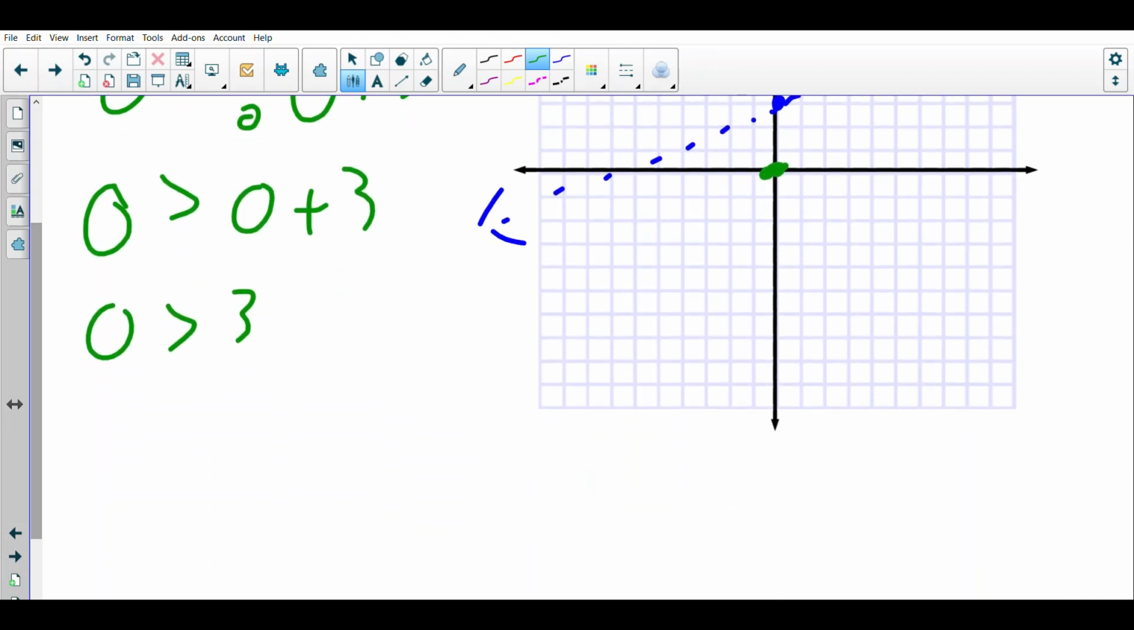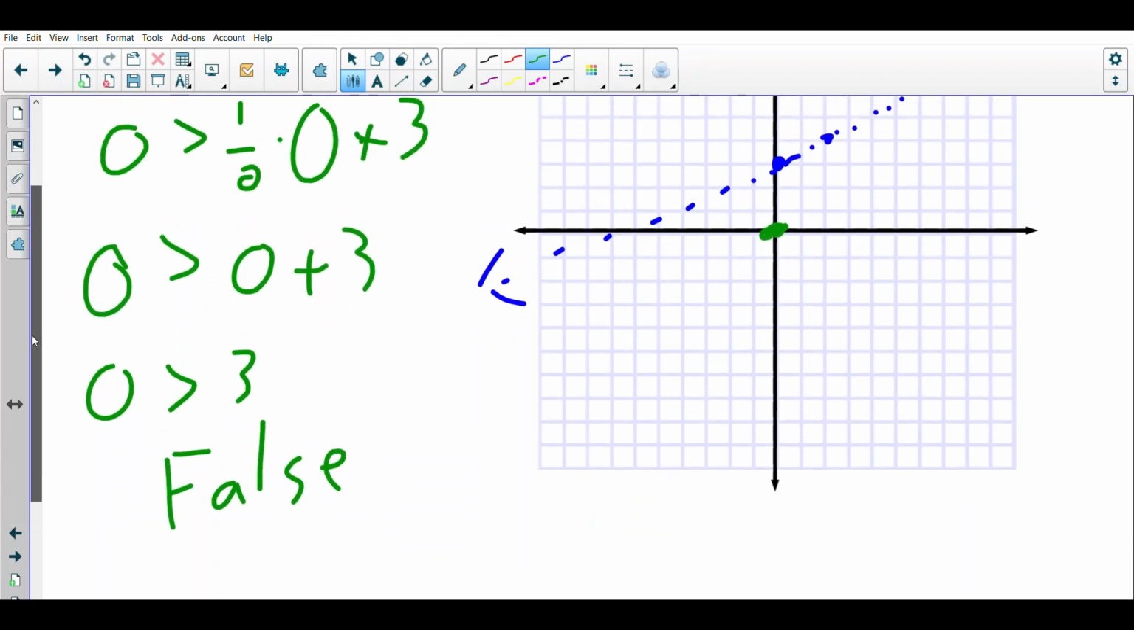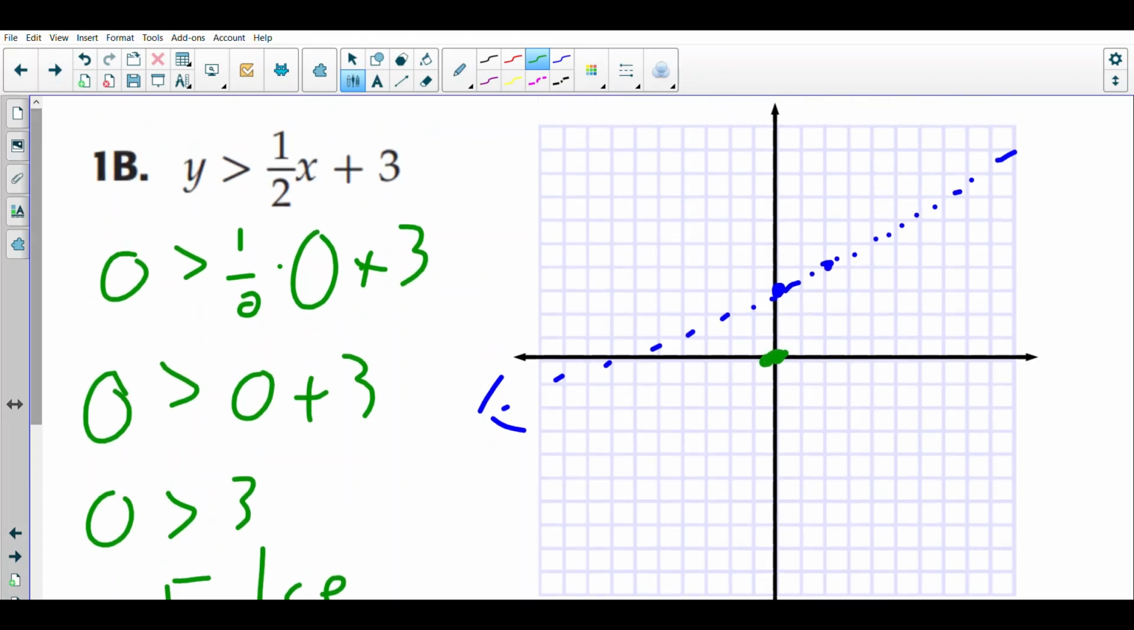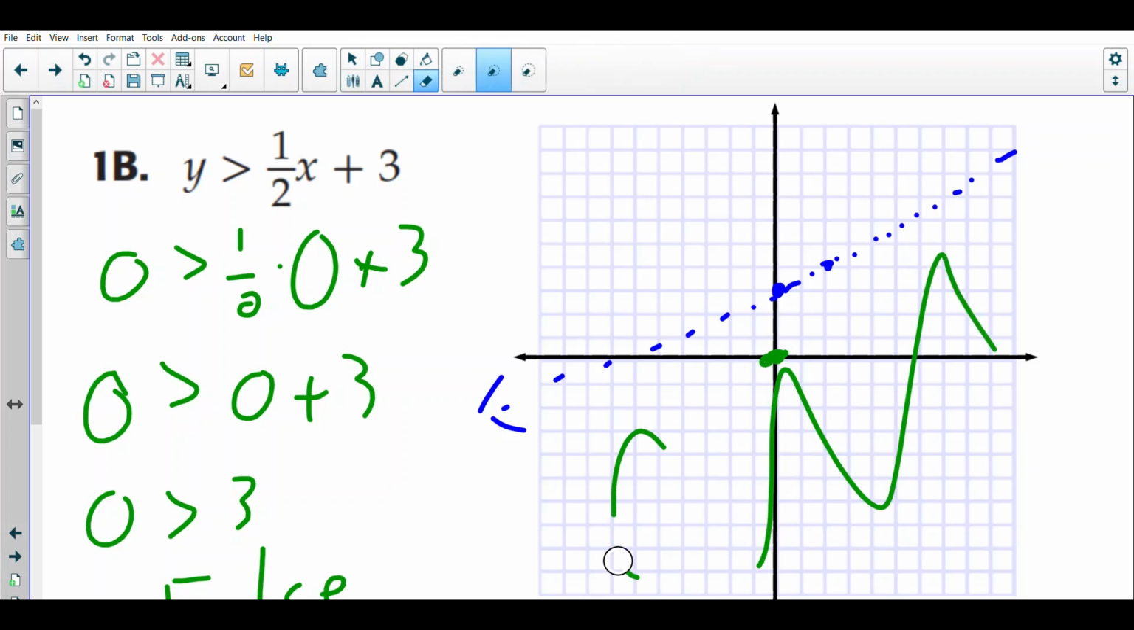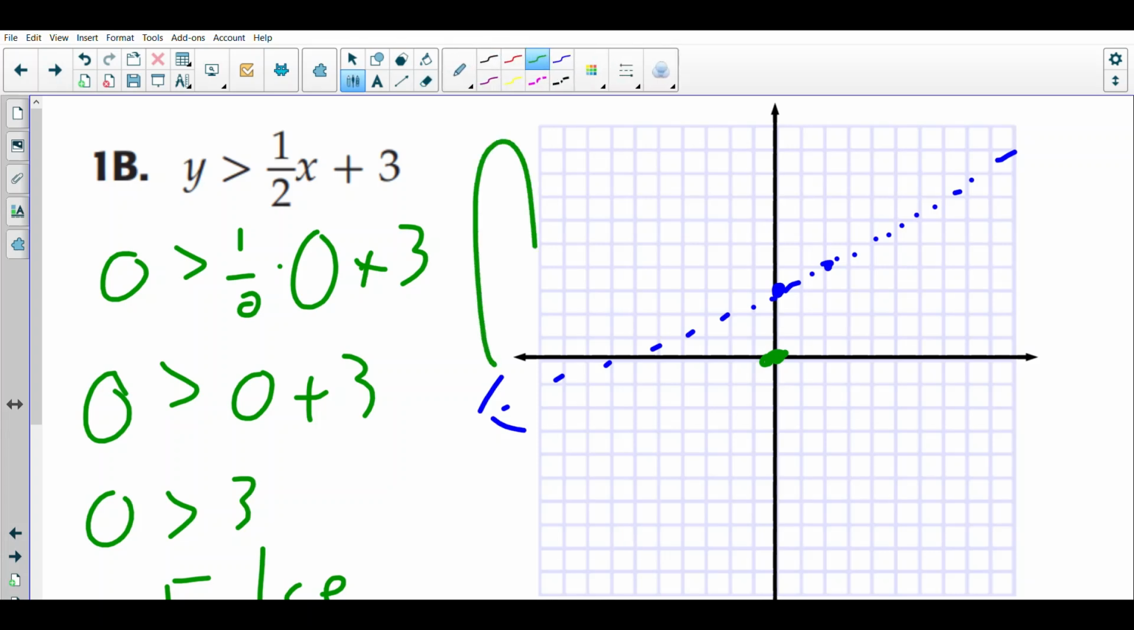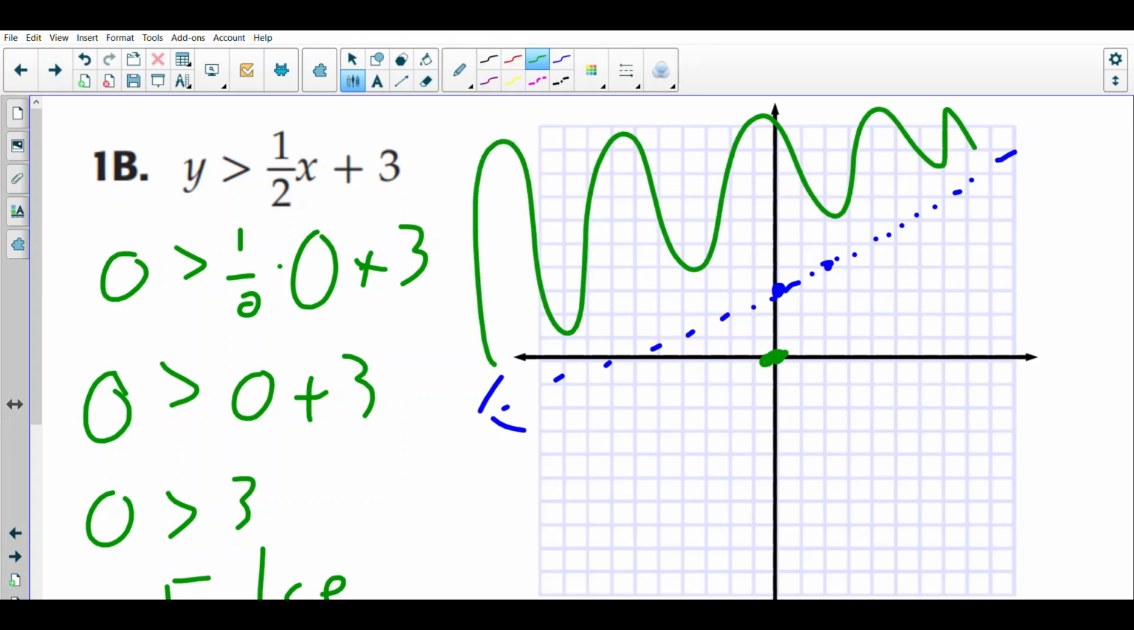Well, again, this is false. I wish I had some true problems in here to show you, but if it's false, we shade on the opposite side. So if this would have been true, I would shade where this point is, like here, but it's a false statement, so that means I'm going to shade the opposite side again. So I actually have to shade up here. It's the opposite side of the line. So there you go, and that is my final answer.